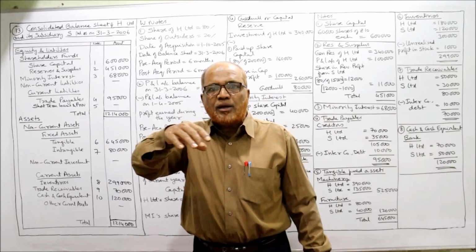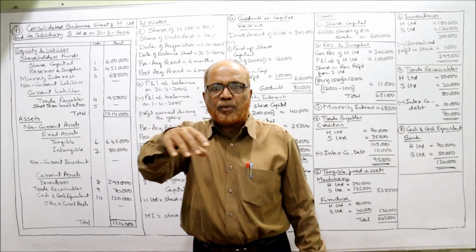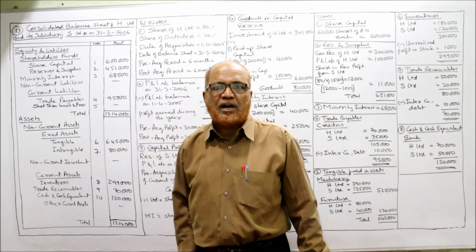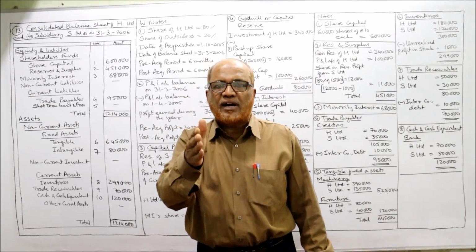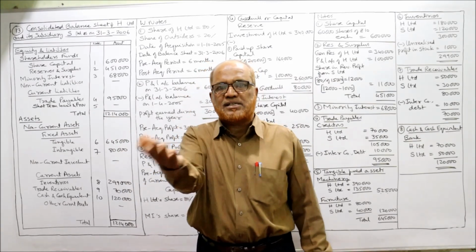So the current year profit of 30,000, just now I told you 30,000 profit earned. That 30,000 we divide it into two parts, first 6 months, second 6 months.